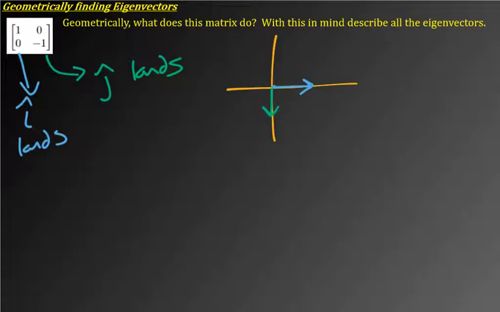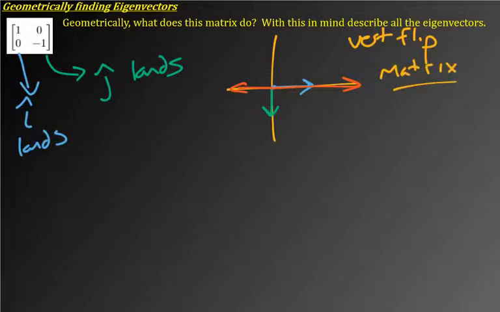And if you think about that, then all these vectors that are on this axis basically won't go anywhere. But the ones that are above are flipping over the x-axis. So this is basically a vertical flip matrix. All right. And so the eigenvectors, the ones that stay in their span, which is really what an eigenvector is, would just be the things on the axes, right?